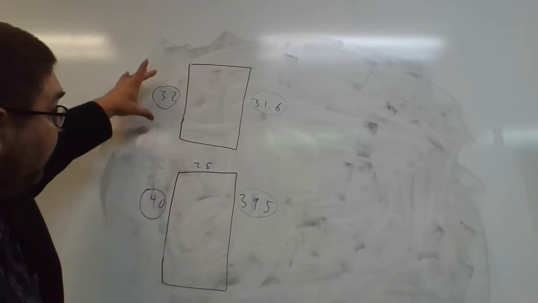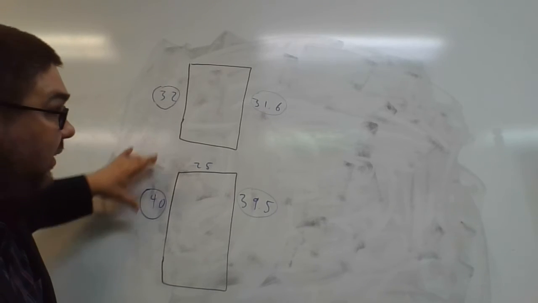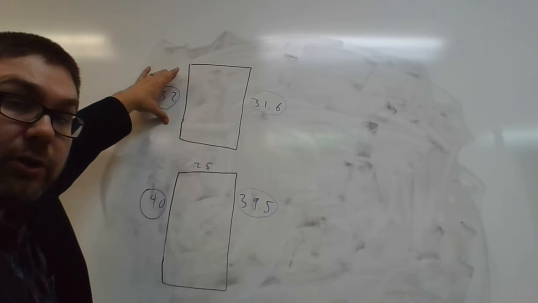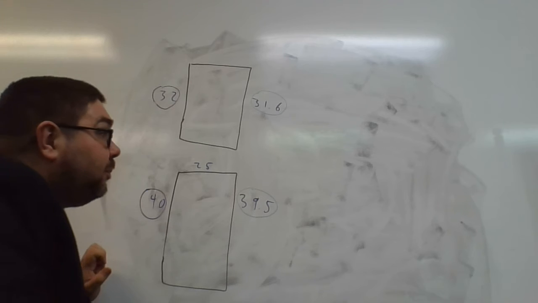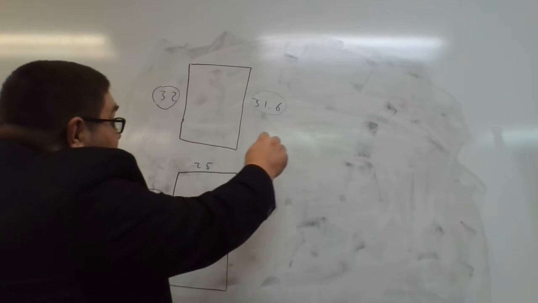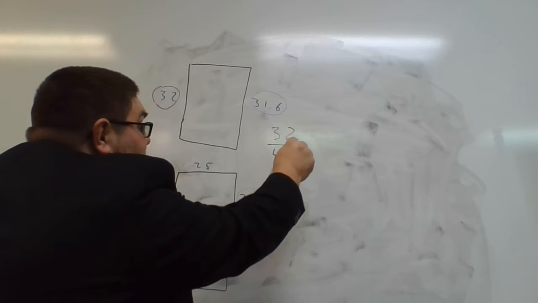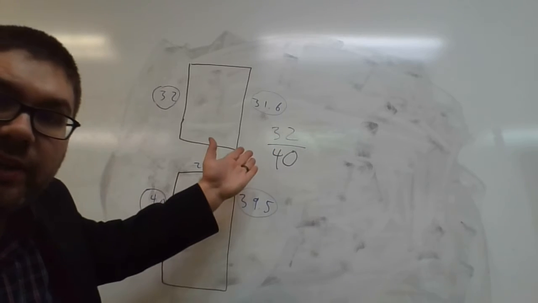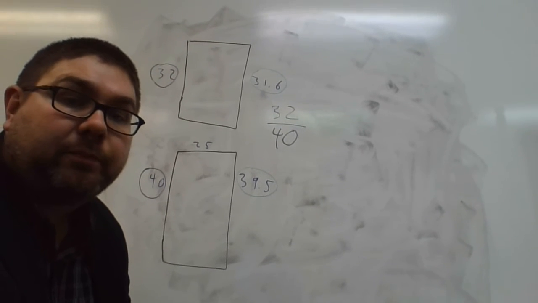We can agree, can't we? 32 and 40 are corresponding sides: the left side of this quadrilateral, the left side of this quadrilateral. So I'm going to take the numbers 32 and 40 and write it as a fraction. You see that? It's written as a fraction. 32 over 40.